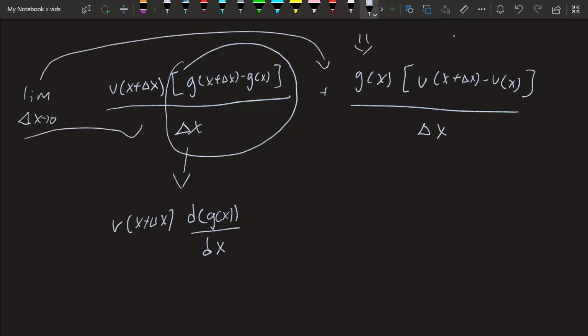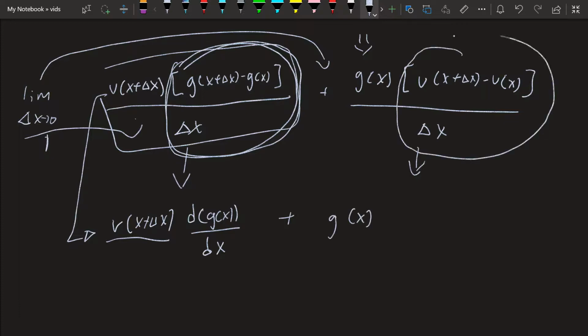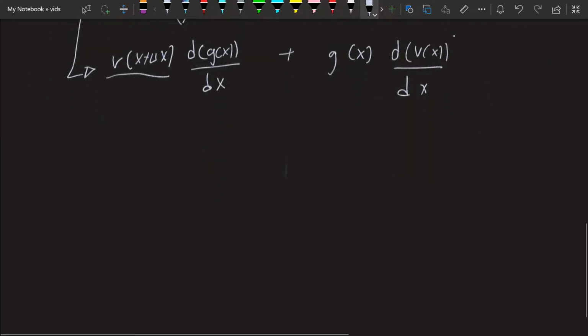So this whole thing is just v plus delta x multiplied by this whole fraction and the limit. So this is going to be the derivative. Plus, same thing applies here. It's going to be g of x multiplied by this fraction, which is also the derivative of v with respect to x. And there you go. It's proven. Let me just write it in a neat way.